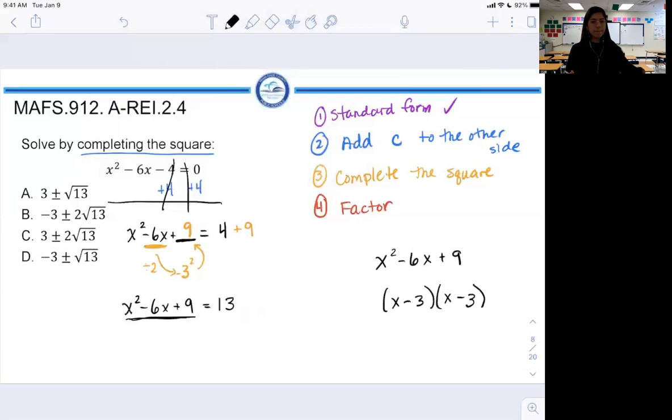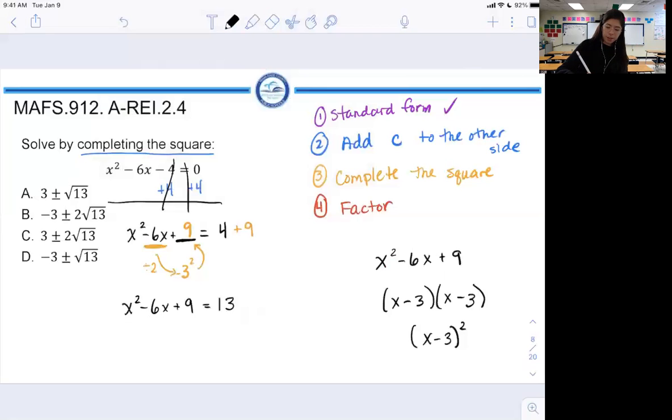Like the parentheses. Anytime, so for example, if I'm doing 2 times 2 or 6 times 6, what is that called? Squaring? Yeah, squaring. I'm squaring it. So I can also write this as x minus 3 squared. Do we agree with that? Yes. Okay, so that's all I'm doing.